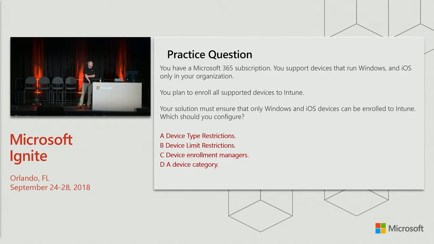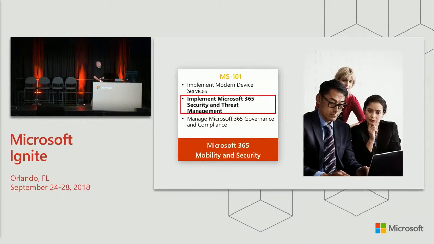You have a Microsoft 365 subscription. You support devices that run Windows, iOS as well in your organization. You plan to enroll all supported devices to Intune. Your solution must ensure that only Windows and iOS devices can be enrolled to Intune. Which should you configure? Is it device type restrictions, device limit restrictions, device enrollment managers, or device category? Shout out, what do you think?